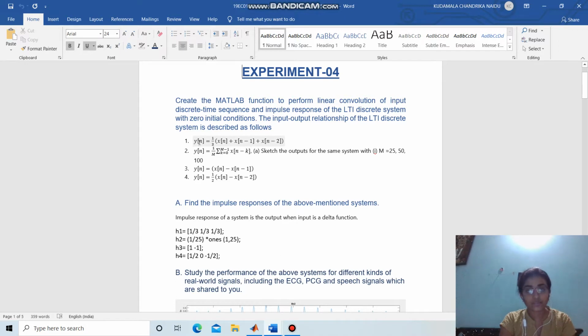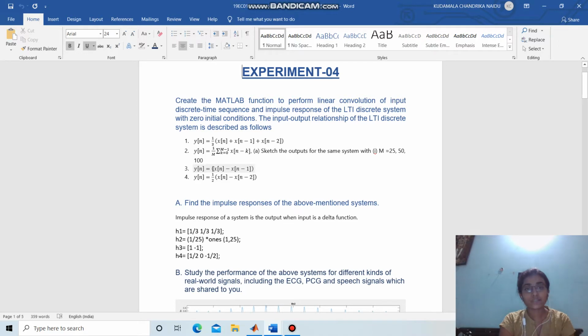So our first system is y of n is 1 by 3 of x of n plus x of n minus 1 plus x of n minus 2. So if we place instead of x of n delta of n, we are going to get 1 by 3 at n equals to 0, 1 and 2. Similarly, in the second system, we are going to get 1 by m for all the values when k equals to 0 to m minus 1.